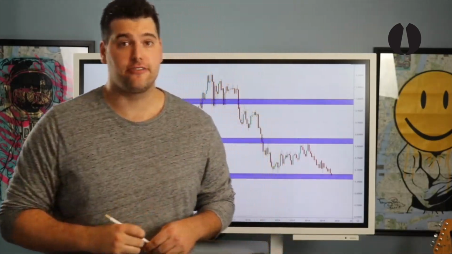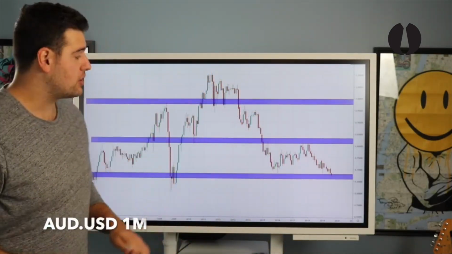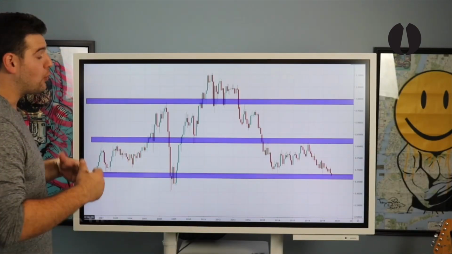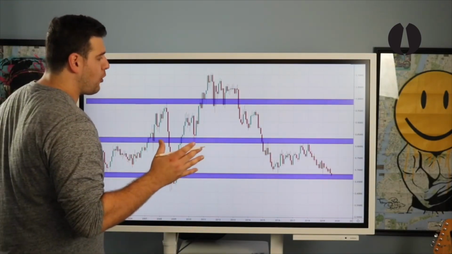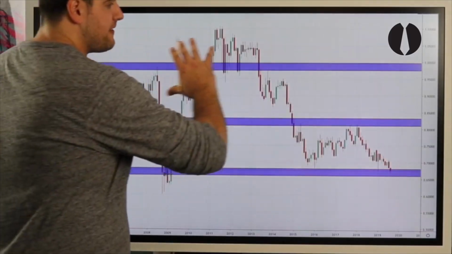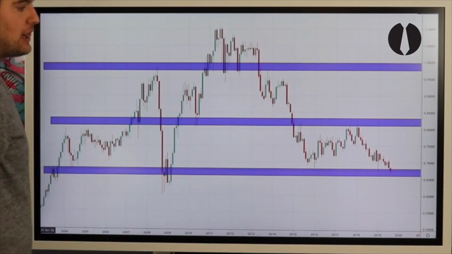We got 3 good analyses coming up today. Let's start on our first one, AUD.USD. We're gonna start on the monthly as usual. What are we looking for? That's right, areas of horizontal sensitivity. So we identified our monthly upper, mid, and lower monthly zones.